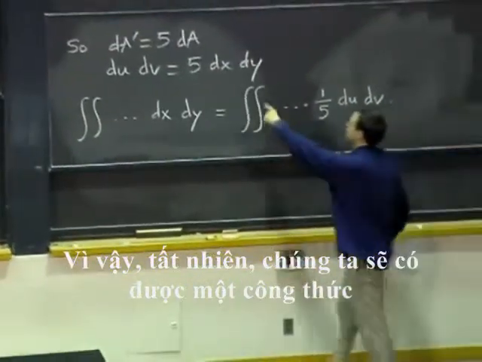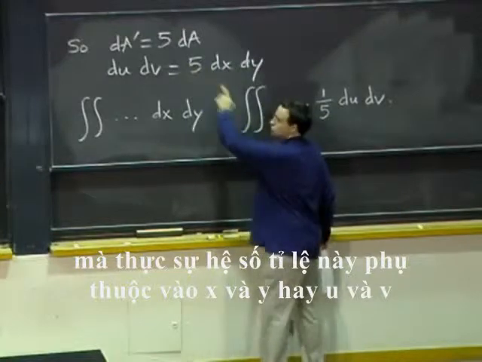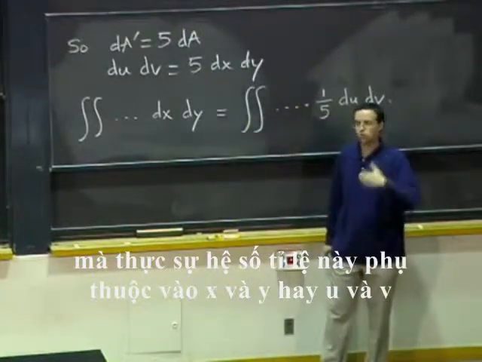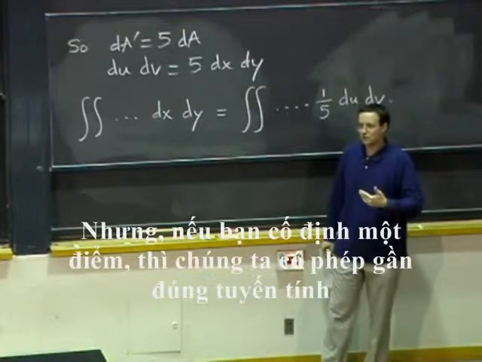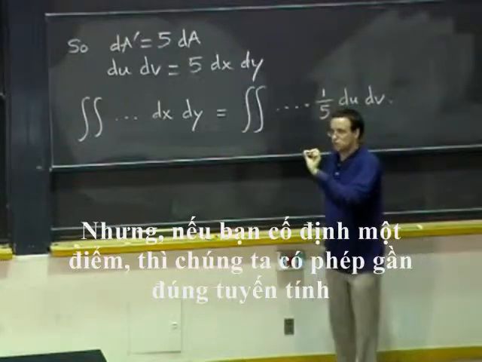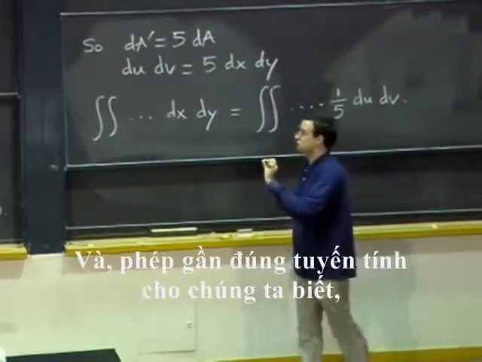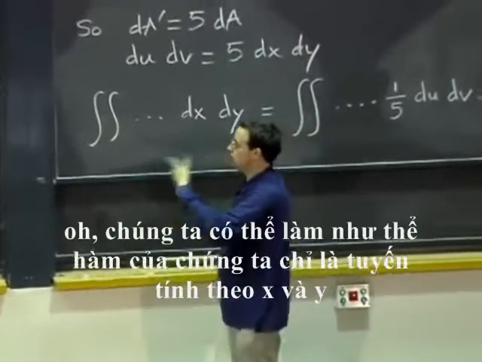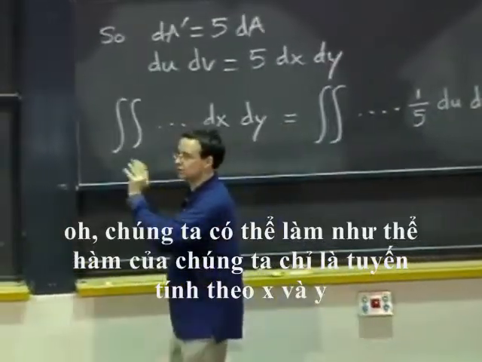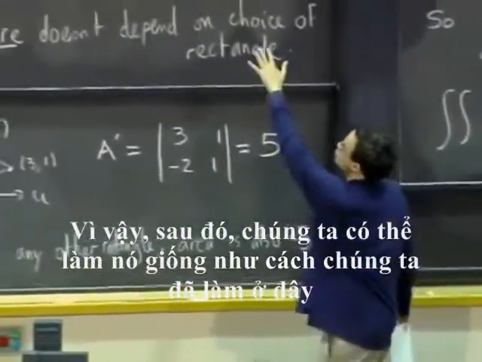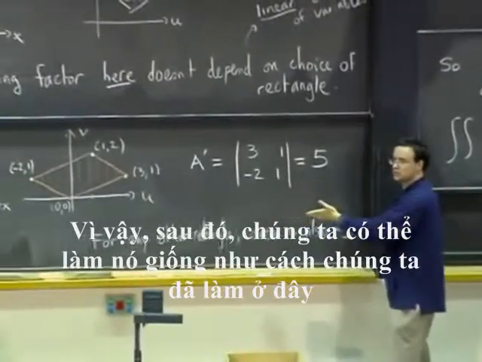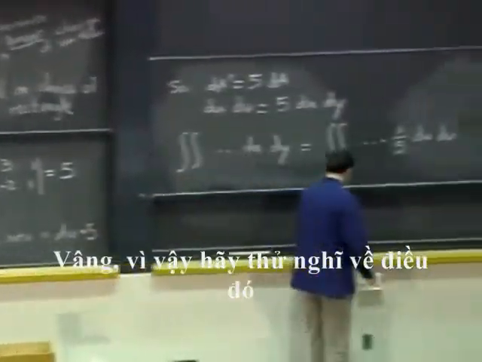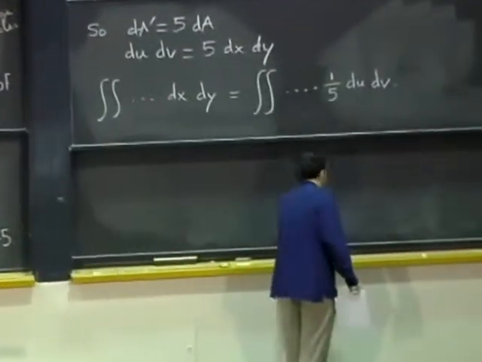Of course, we'll get a formula where the scaling factor will depend on x and y or on u and v. But if you fix a point, then we have linear approximation. And linear approximation tells us we can do as if our function is just a linear function of x and y. So then we can do it the same way we did here. Okay, so let's try to think about that.